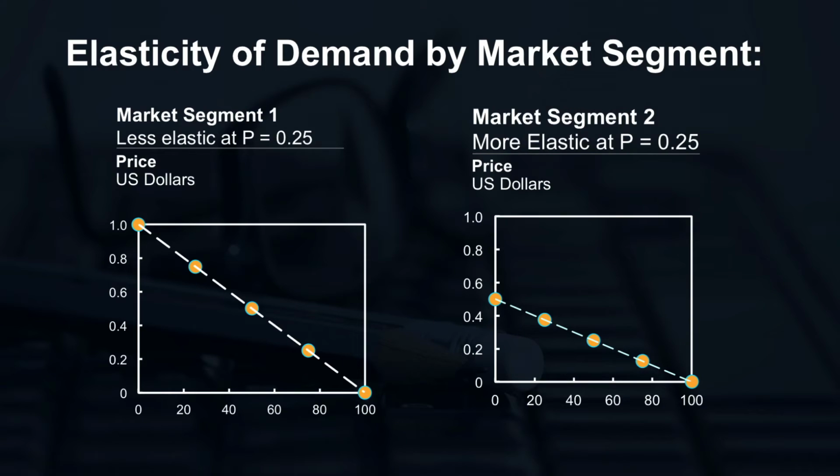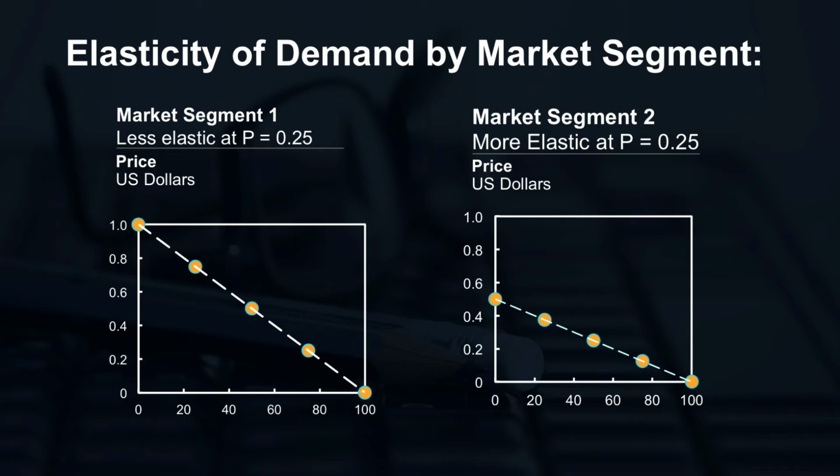Let's take a look at a graphic example. On the left-hand side, we have market segment 1, and it is less elastic at a price of 0.25. On the right-hand side, we have market segment 2 that is more elastic at a price of 0.25. What exactly does that mean? If we begin at the point price equals 0.25 and we increase the price by 1%, we are going to have a smaller percent change in quantity in market segment 1 than we will have in market segment 2.